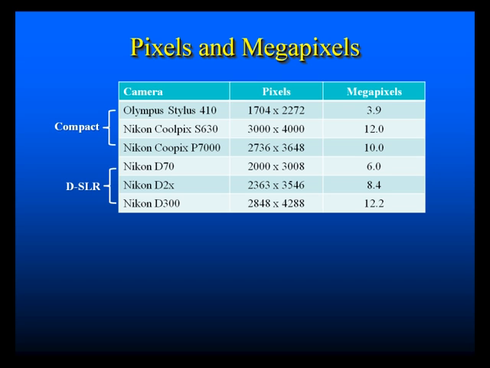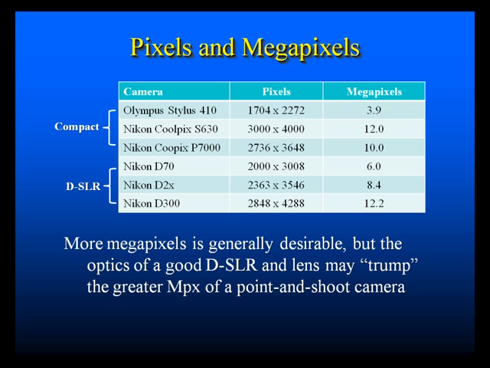The first 3 on this list are compact cameras. The latter 3 are digital SLRs, bigger, bulkier cameras, but having better optics. My current camera is a Nikon D300, which is a 12 megapixel camera, 2848 by 4288 pixels. Now, more megapixels is better, but it's not everything. The optics of a good digital SLR camera may really trump the greater megapixels of a point and shoot, in that you capture the image better with good lenses and a good camera body. So megapixels are good, but they're not everything.